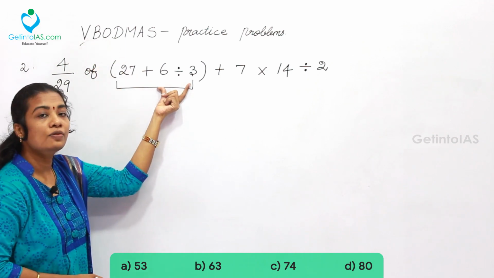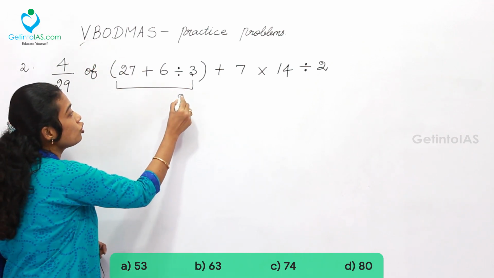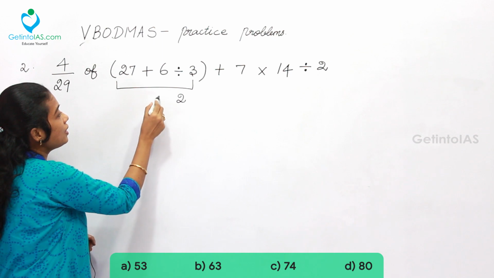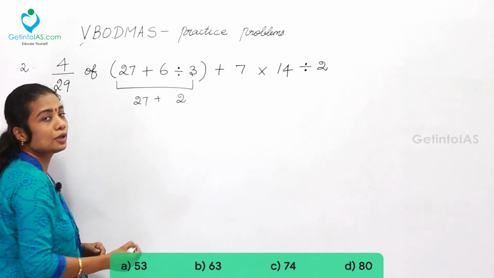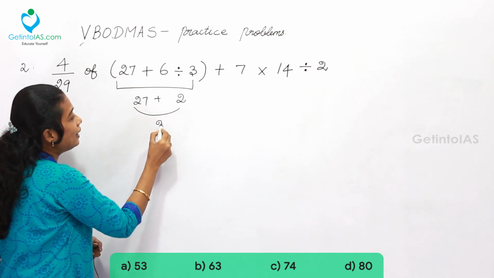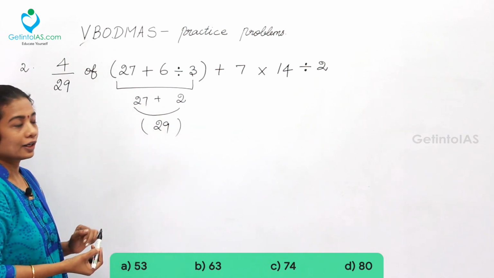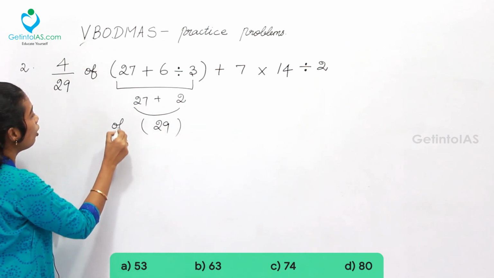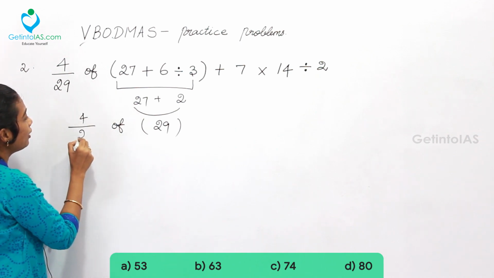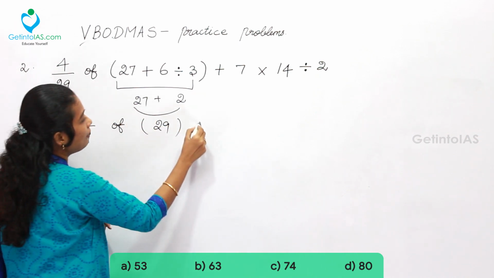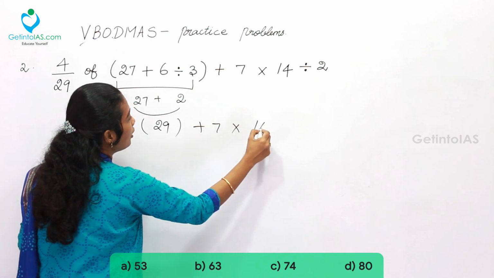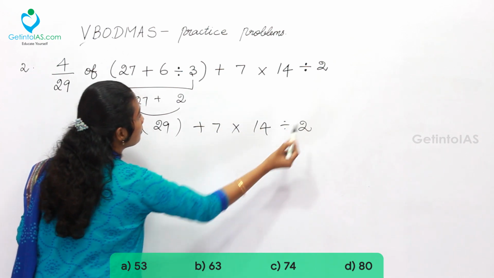So what is 6 divided by 3, which is 2. Then you can add with 27. So 27 plus 2 will give you 29. So which is inside of the small bracket. So afterwards you can copy down 4 by 29 of 29 plus 7 into 14 divided by 2.